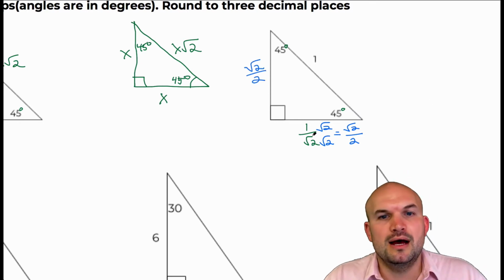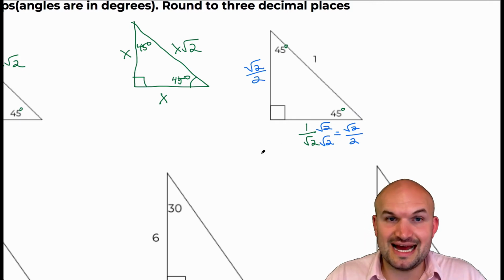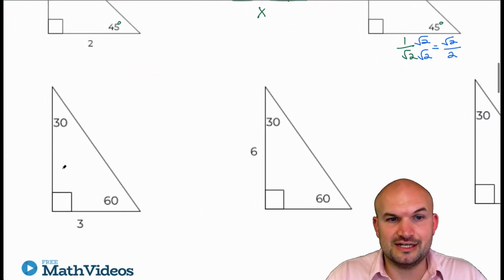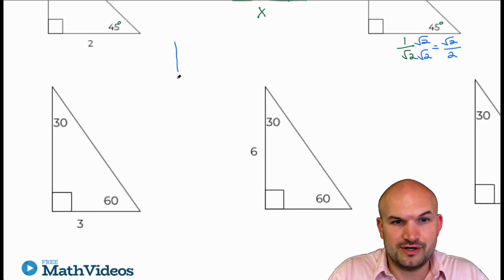Okay? Now let's get on to the 30, 60, 90 triangle. Now the 30, 60, 90 triangle, let's kind of redraw one over here as best I can.